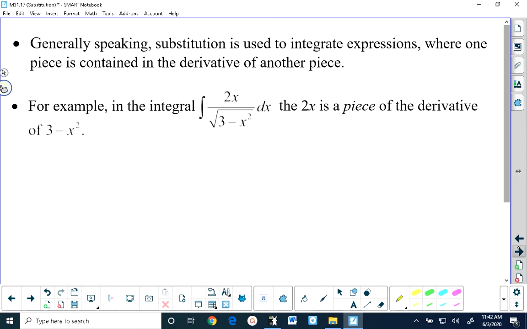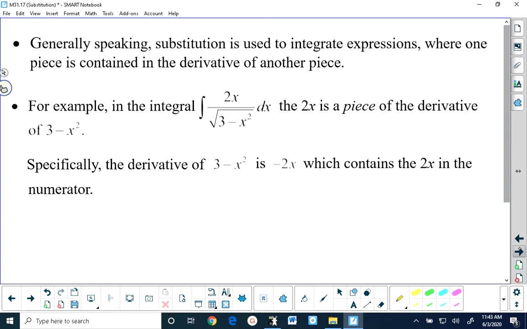For example, if I said to you, what is the integral of 2x over the square root of 3 minus x squared dx, you note that the derivative of 3 minus x squared will contain 2x. 2x is a piece of the derivative of 3 minus x squared. Very specifically here, if I differentiate 3 minus x squared, I get negative 2x. And negative 2x contains 2x, the other piece.